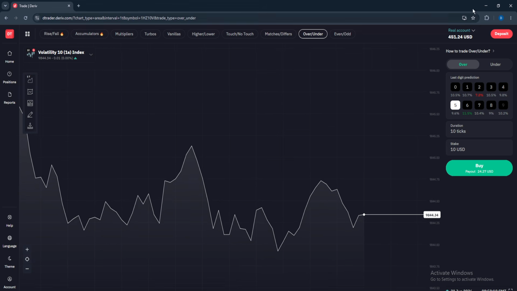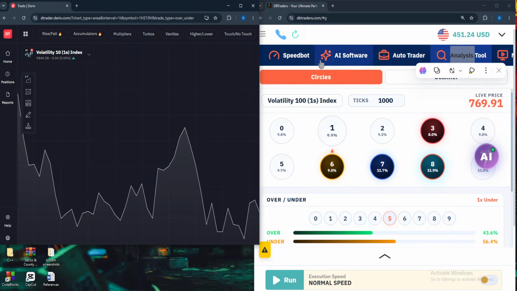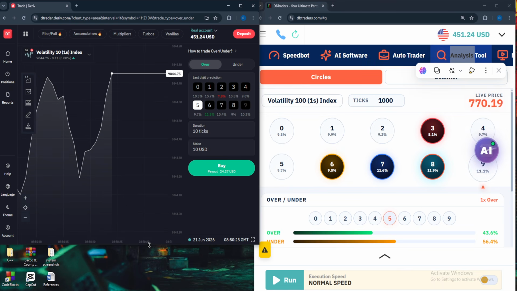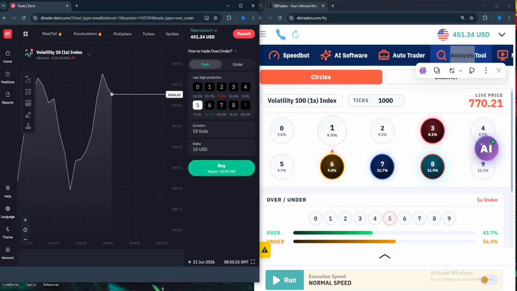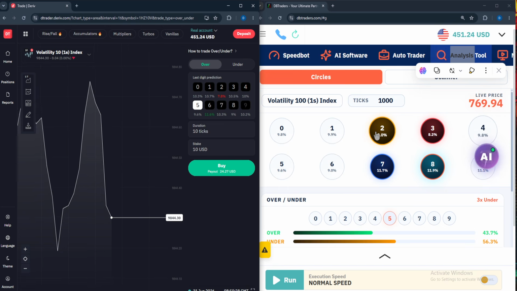It is simple. First of all, you minimize your screen. Ensure you have two parts of your screen, where one part is showing Deriv.com and the other part is showing DBTraders.com. On DBTraders, this is what we'll use.